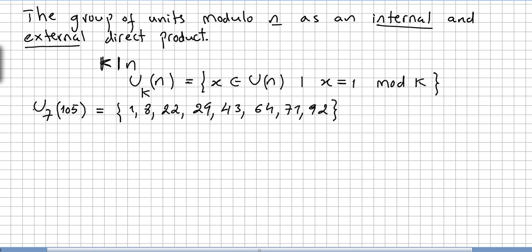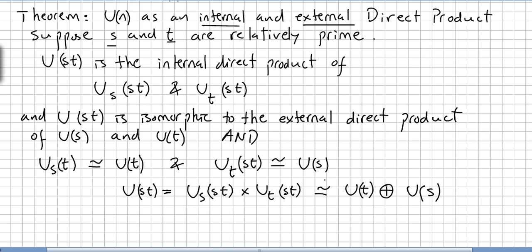A quick example: the units modulo 7 of 105. It's easy to check that it is 1, 8, 22, 29, 43, 64, 71 and 92. So it's easy to check that U_k(n), the units k modulo n, is a subgroup of the units modulo n. So this is a very important result from this theorem.